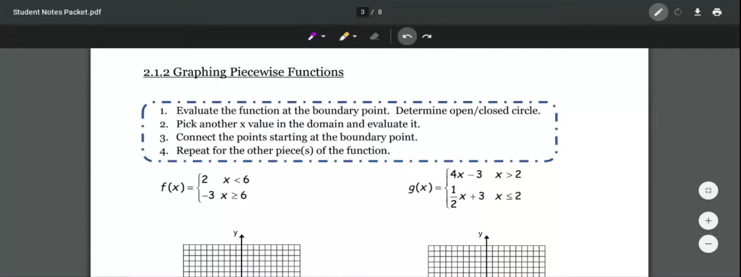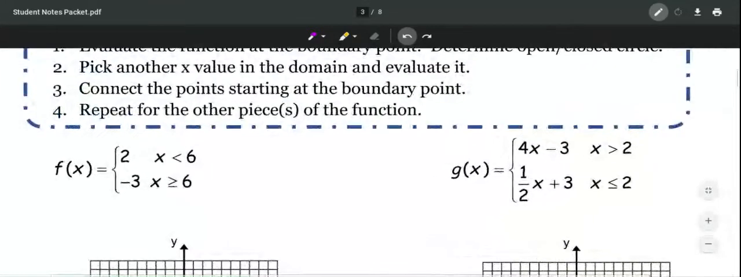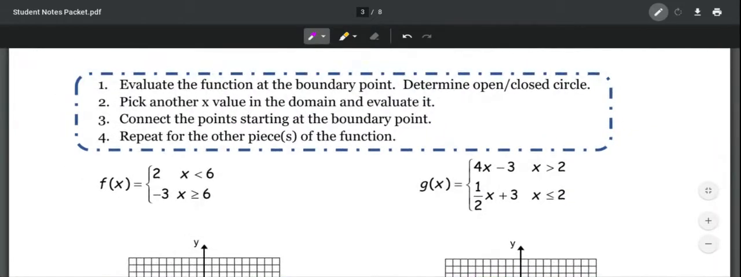Okay, so now we are going to graph piecewise functions. So level 1, you are going to graph and evaluate the piecewise function. How we are going to graph them is, if you see, these are your boundaries, okay? The boundary is at 6 on both equations. So how we are going to do it is evaluate the function at the boundary point. There's your boundary point. You need to determine open or closed, which this is open, this is closed.